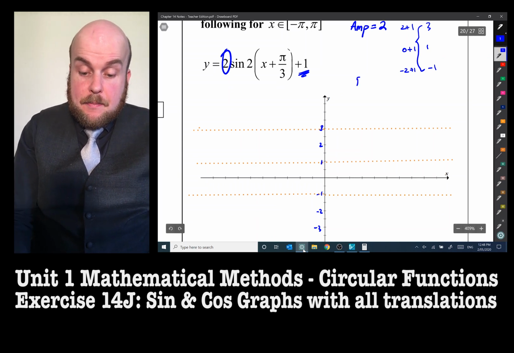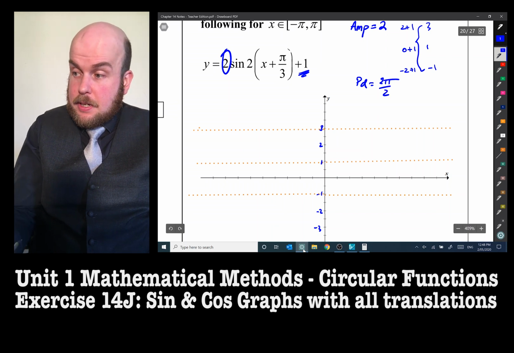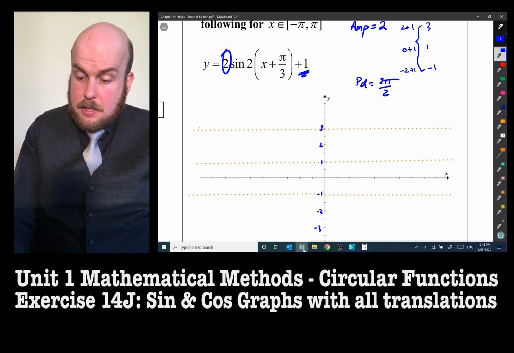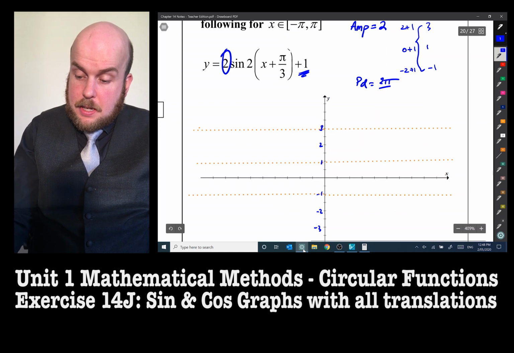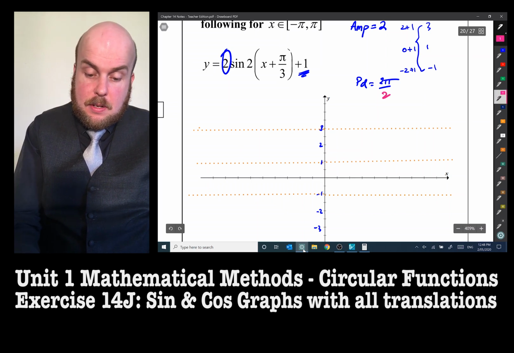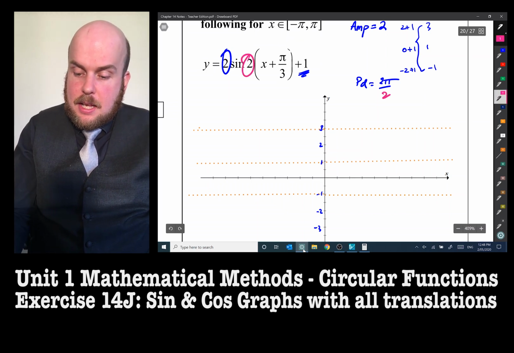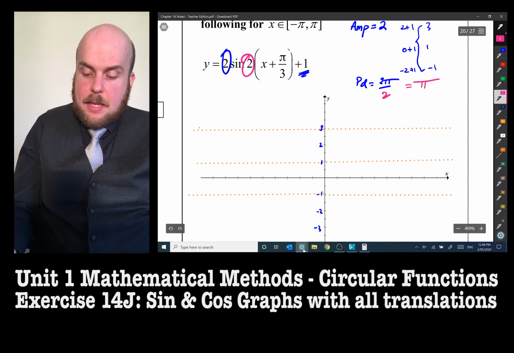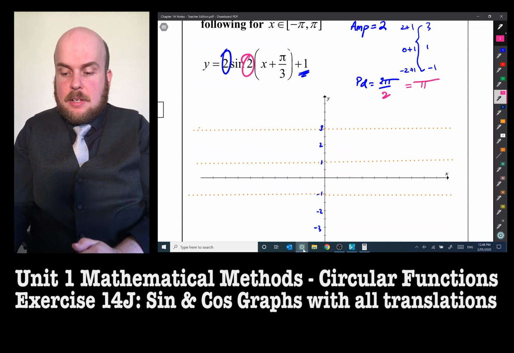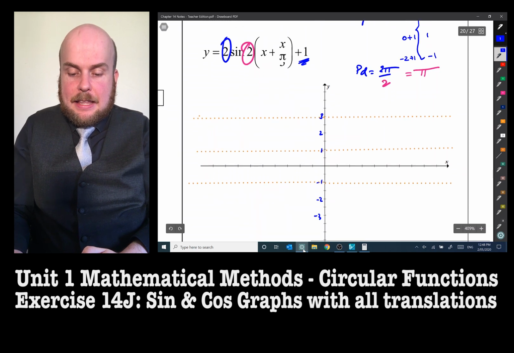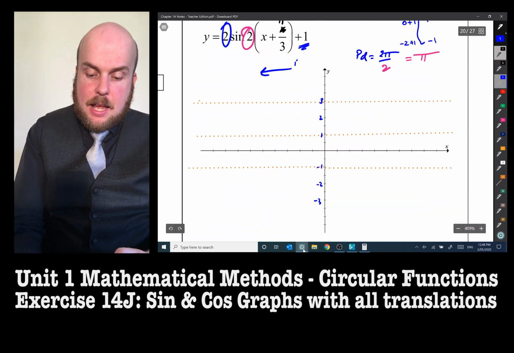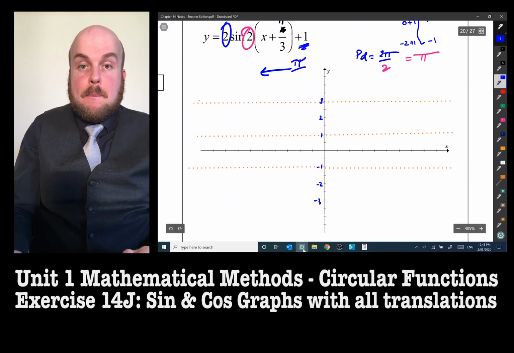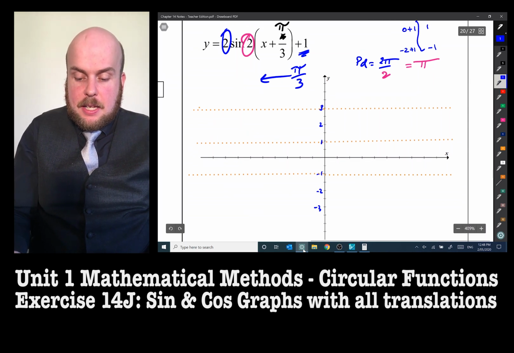The period is 2 pi over 2. So that's this 2 here. And so that's going to be pi. So that means each cycle is going to be pi in length. And so it's moved to the left by pi on 3.